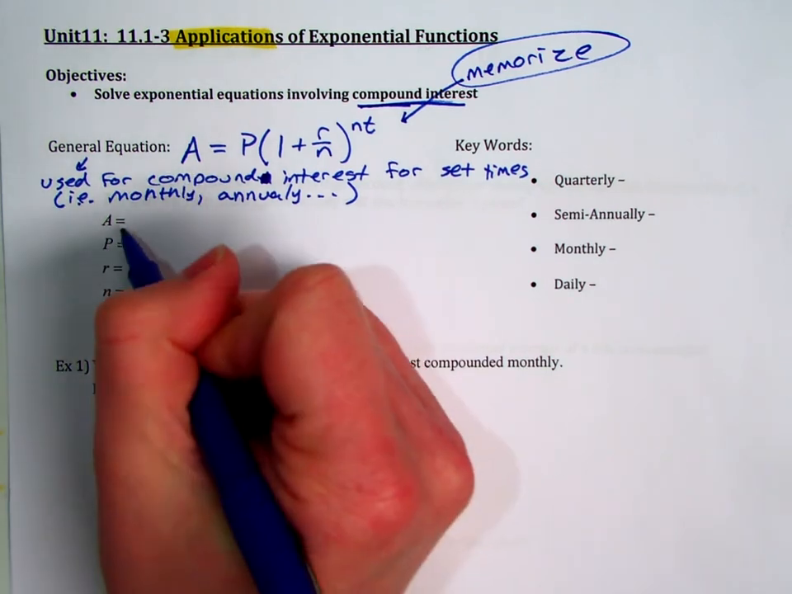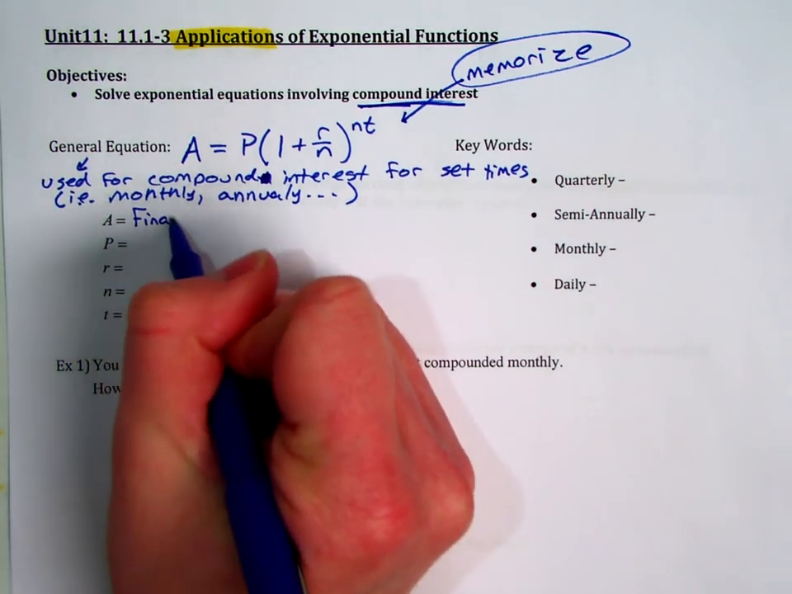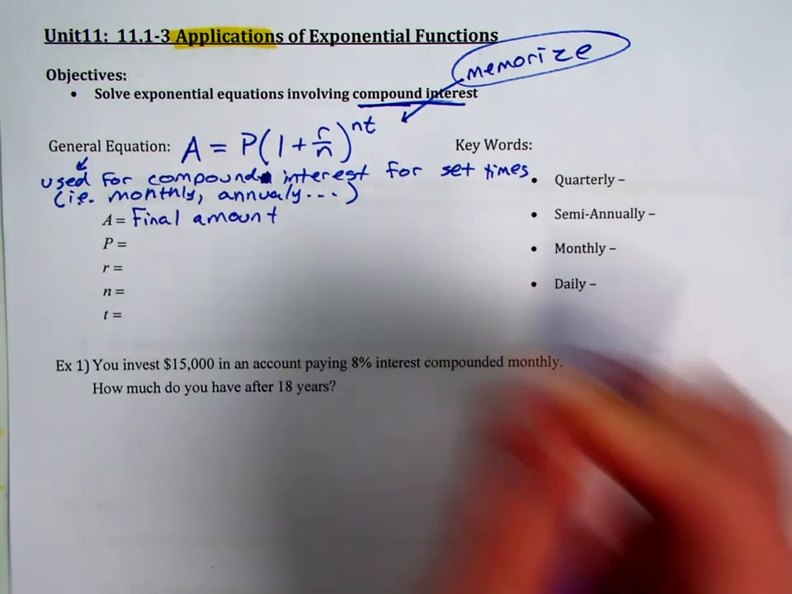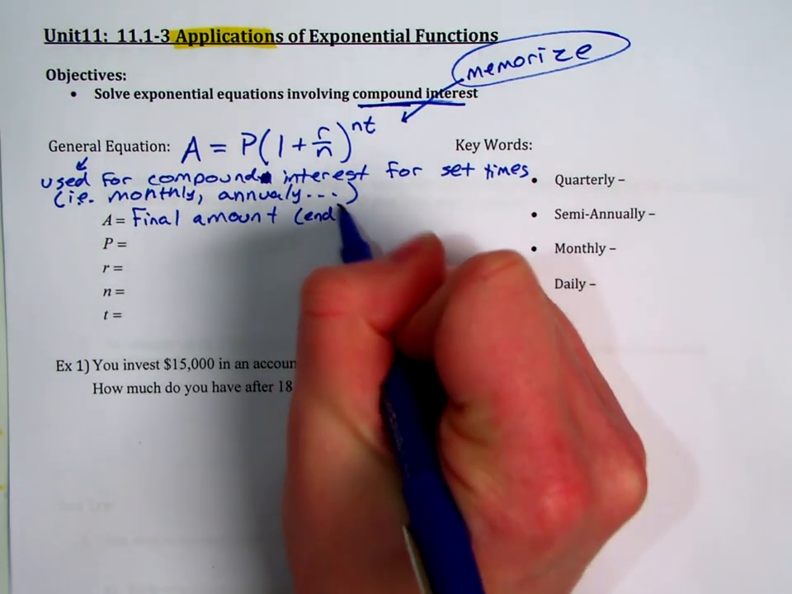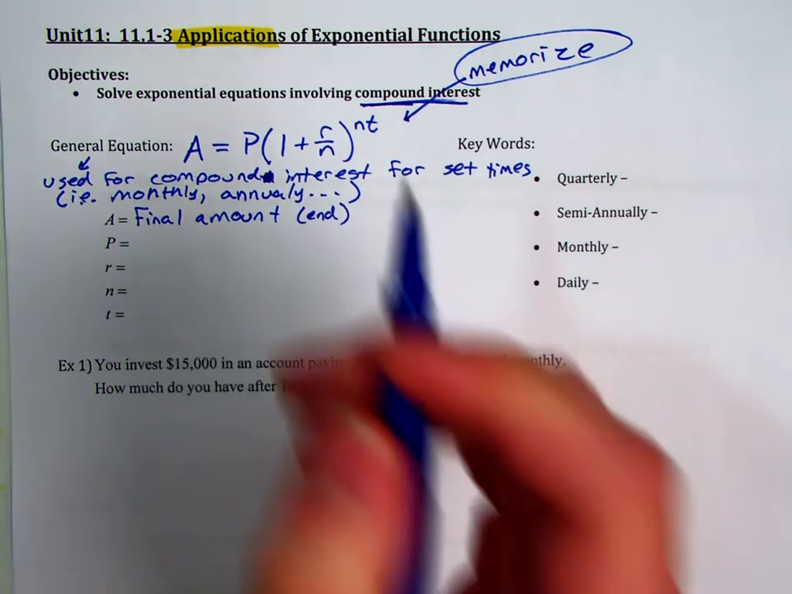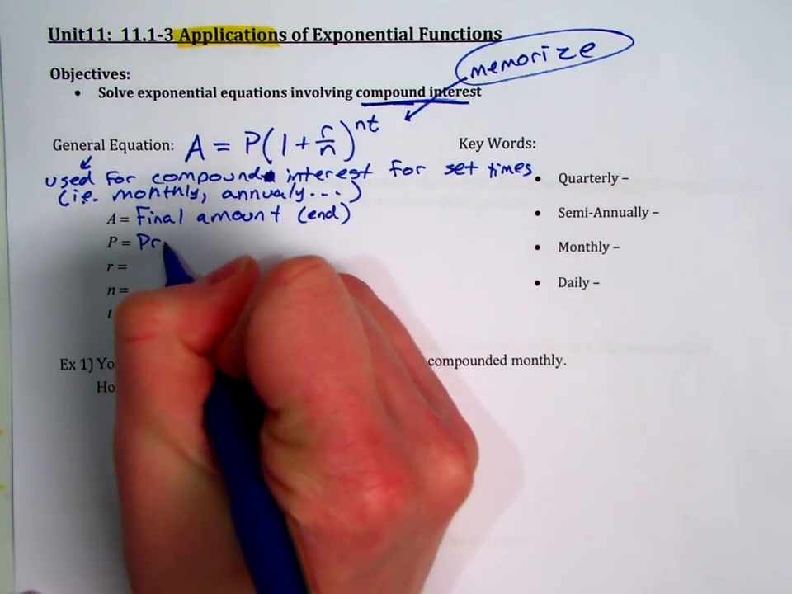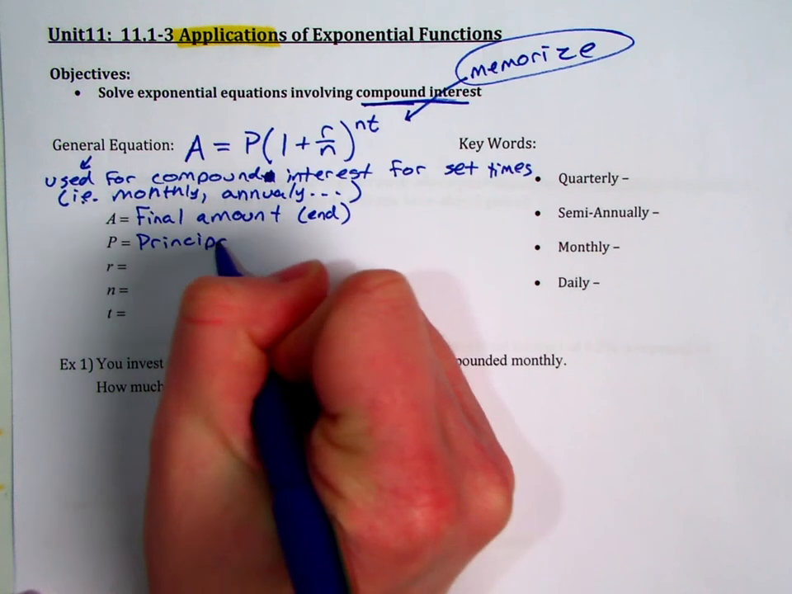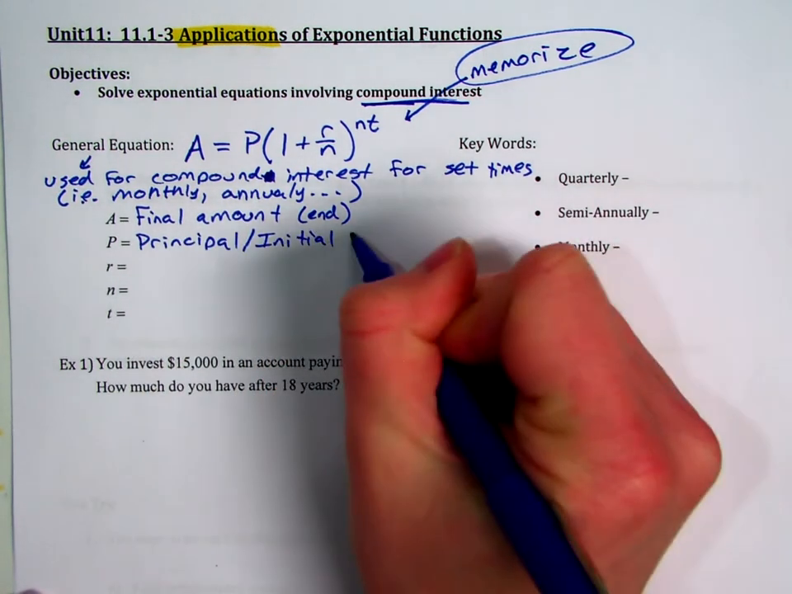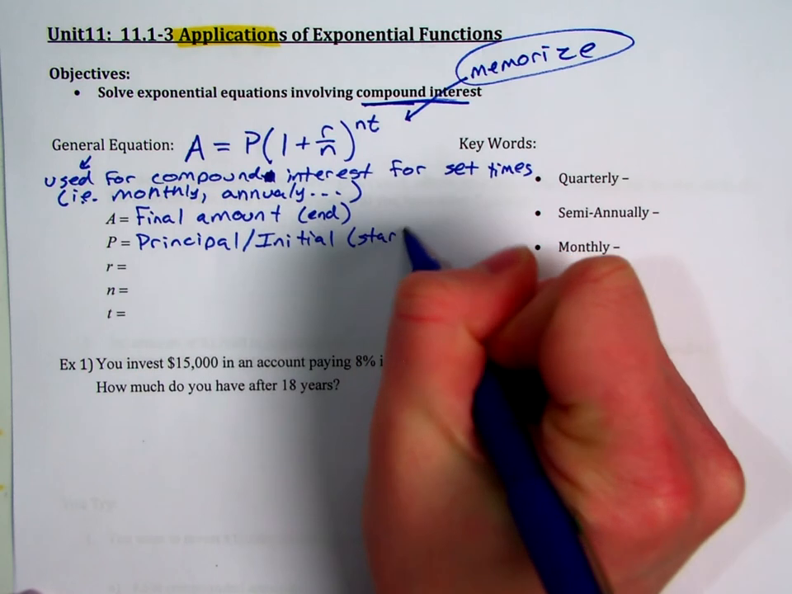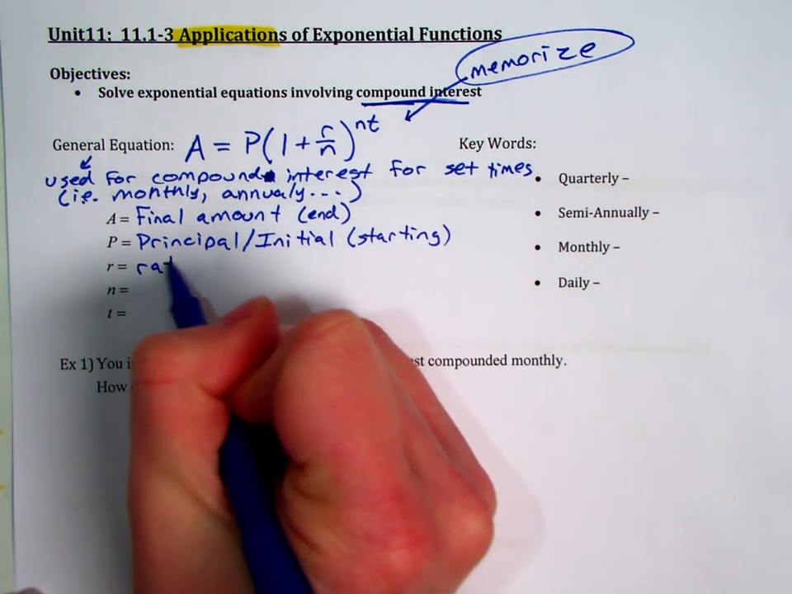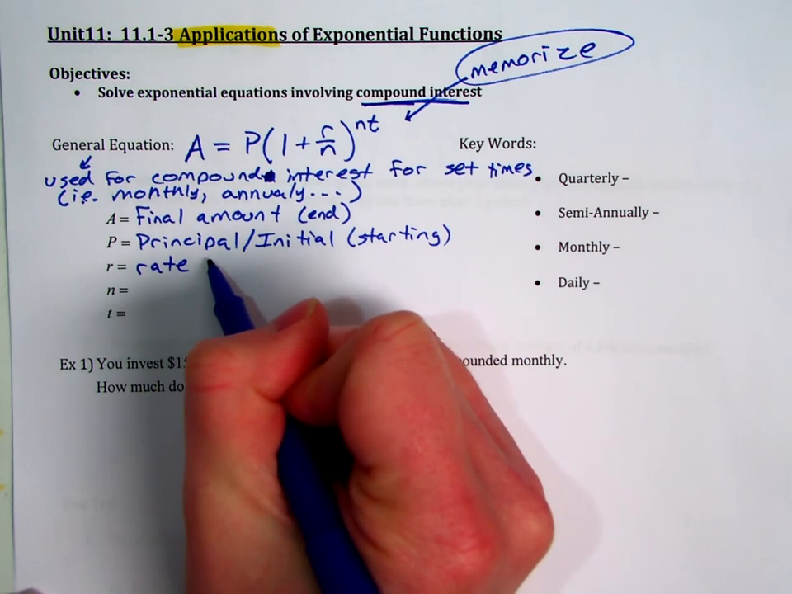The A stands for the final amount. In other words, what you have at the end, right? So if I put my money in an account, whatever I have when I take it out at the end is your A. The P stands for principal. And the principal is really an initial amount. So you could think of it as initial or a starting amount, so how much you put in to begin with. The R always stands for rate, and rate will be a percentage, right?